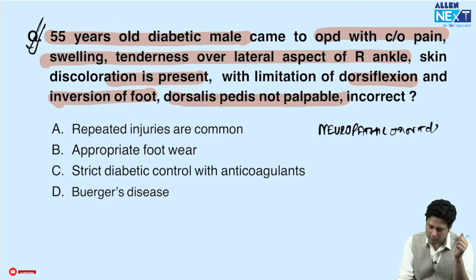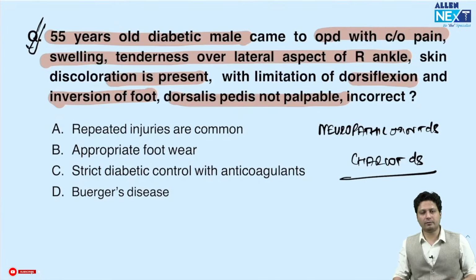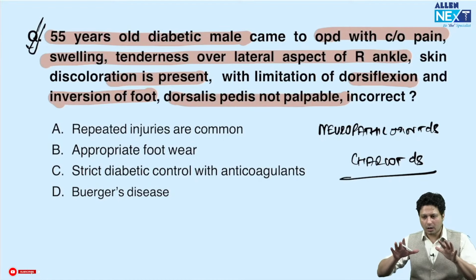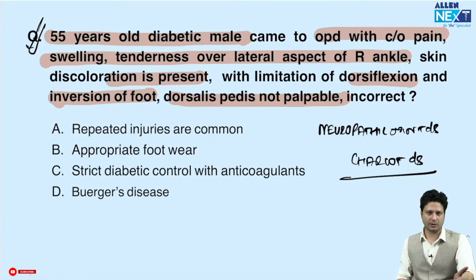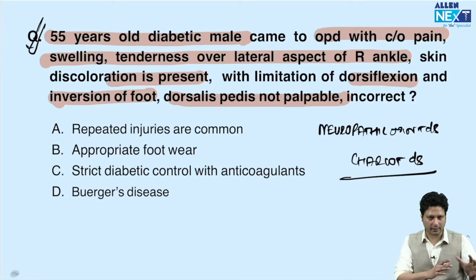Neuropathic joint disease, also known as Charcot joint disease. You know what happens in this neuropathic or Charcot arthropathy: over a period of time the patient loses proprioception as well as joint sensations. When there is a loss of proprioception and joint sensation, the ankle is subjected to repeated injuries, and because of this repetition of injuries, a secondary osteoarthritis develops.